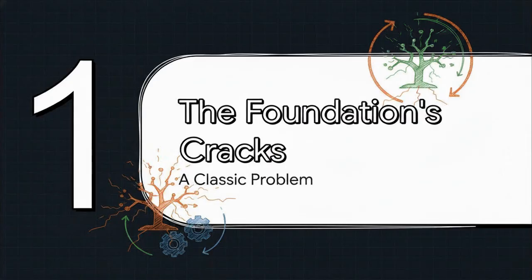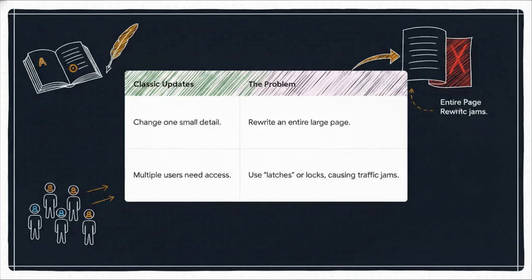So, to really get the solution, we've got to talk about the problem first. The foundation for a ton of these systems are classic data structures like B-trees, and they're super reliable. They've been around forever. But when you put them under the immense pressure of today's workloads, you start to see some serious cracks show up. And this right here really gets to the heart of it. We've got two massive bottlenecks.